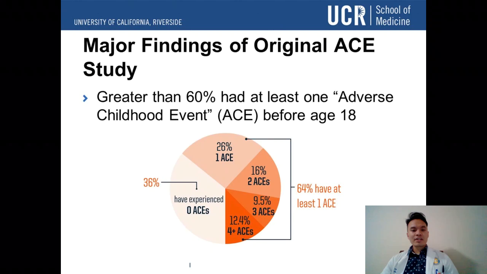What the original study found was that greater than 60% had at least one ACE, or adverse childhood experience, before age 18. You can see the breakdown of this here. 26% had one ACE, 16% had 2 ACEs, 9.5% had 3 ACEs, 12.4% had 4 plus, and only 36% experienced 0 ACEs. 64% had at least one. So it's a pretty striking number.